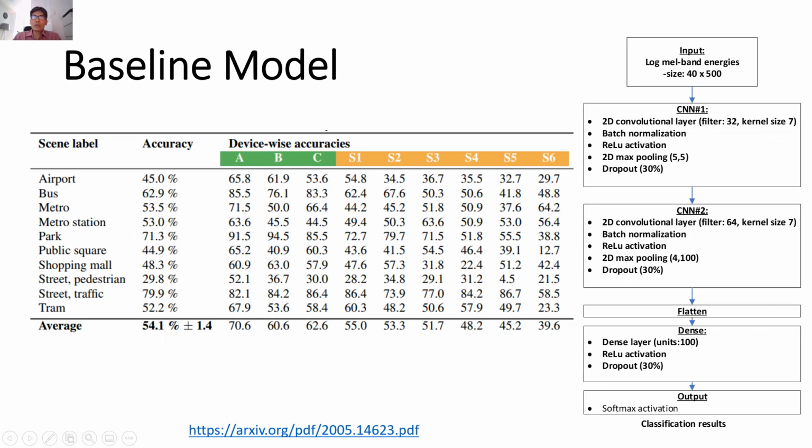For the baseline result in the DCASE2020 competition, this is what they have given us. The average across all the device-wise accuracies is 54.1%. They are using a CNN, as you can see here, which is a common structure with CNN layers 1 and 2, flatten, dense, and the output uses softmax activation because of the classification. For details you can read this paper here.